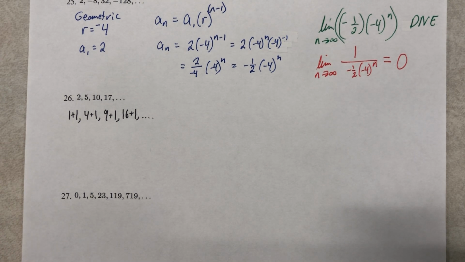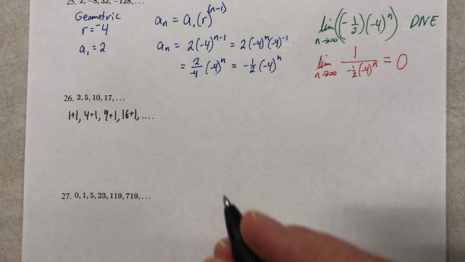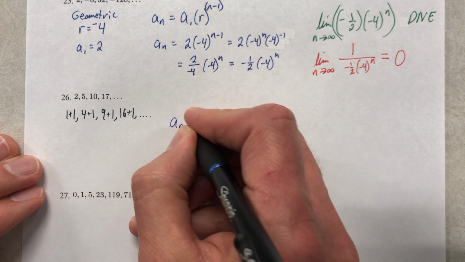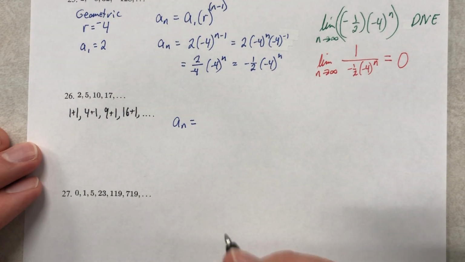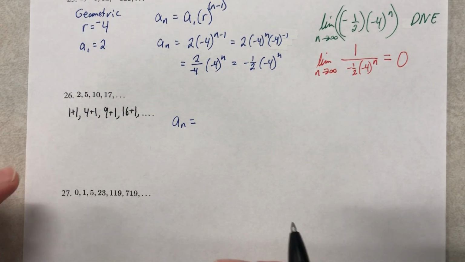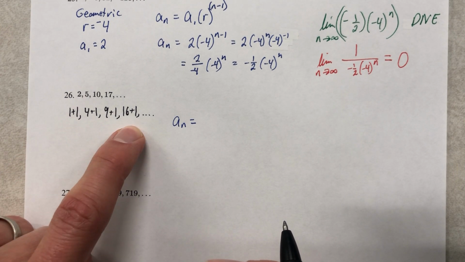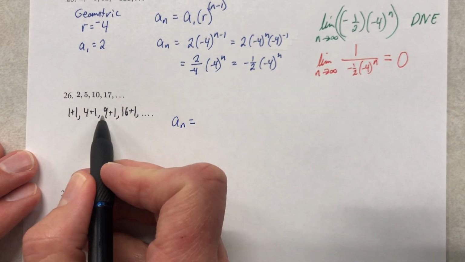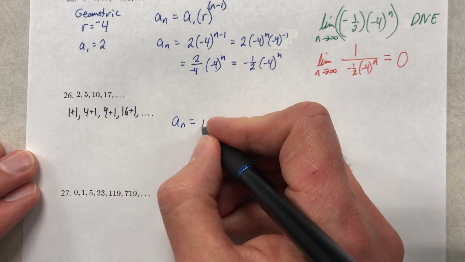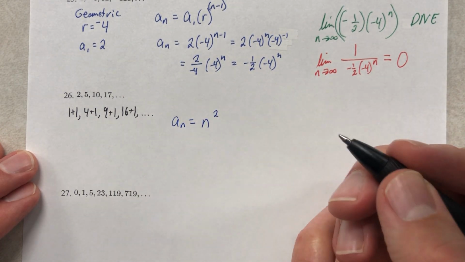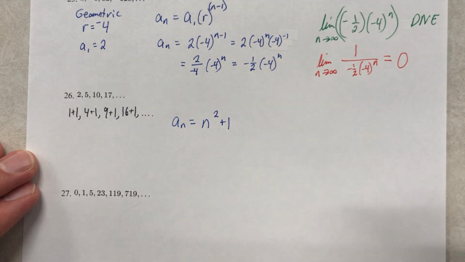Here we go. The nth term does not have an explicit formula for it. But if I wanted any given term, I would take whatever term I'm on, first term, second term, third term, fourth term. I would take whatever term I'm on and I would square it. And then I would add 1.